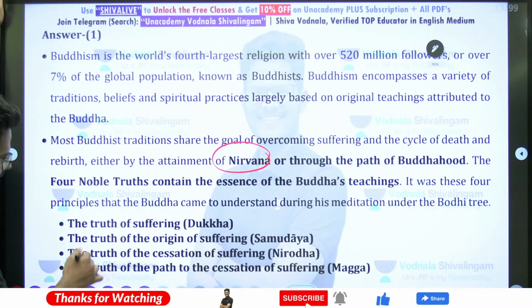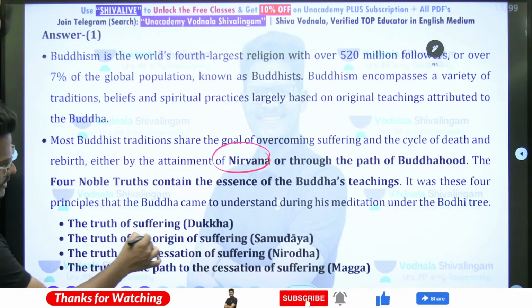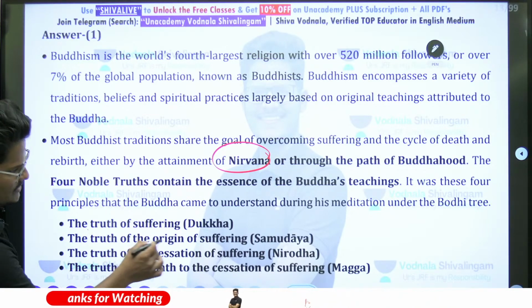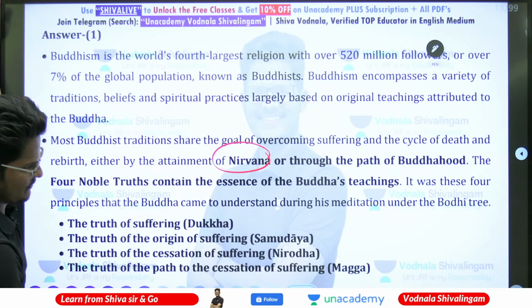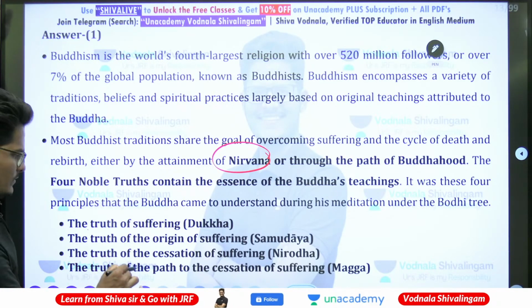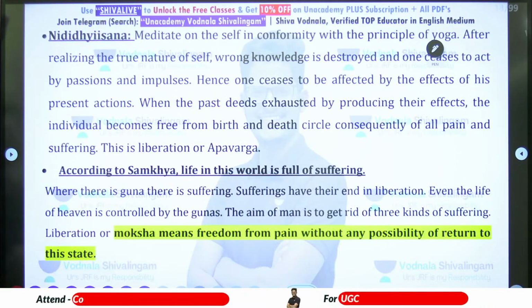In Buddhism, there are 4 noble truths. The truth of suffering, dukkha. The truth of the origin of suffering, which is samudaya. And the truth of cessation of suffering, which is nirodha. And the truth of the path to the cessation of suffering is magga. These are the 4 noble truths as per Buddhism.